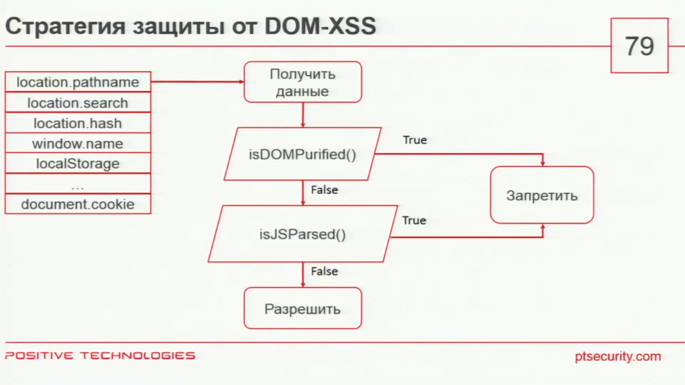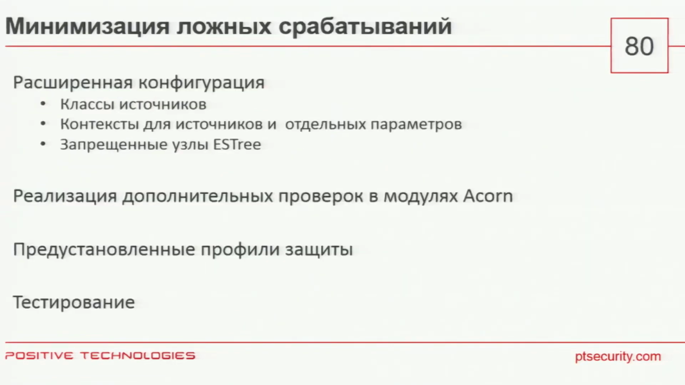So what do we get as a result? We get such a flow chart for the protection mechanism using DOMPurify, and then a block of code which can be used, JS parse. If the data in both cases don't pass, then we allow them.